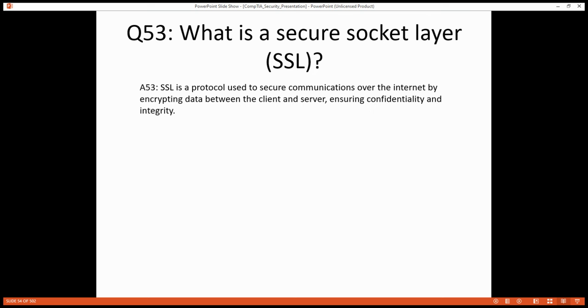Q53. What is a Secure Socket Layer, SSL? A53. SSL is a protocol used to secure communications over the Internet by encrypting data between the client and server, ensuring confidentiality and integrity.